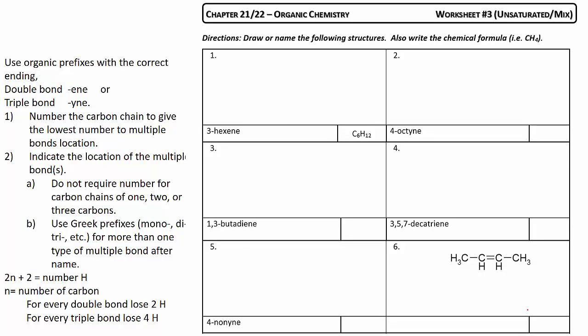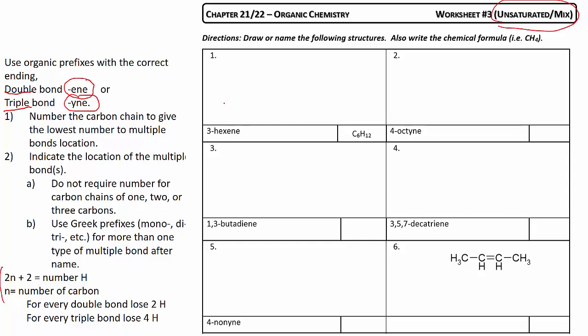On worksheet 3, we are now introducing unsaturated, or where there is either a double bond or a triple bond, and our new ending ENE or YNE for those endings instead of ane. So this is going to indicate a double or triple bond. So when we're looking through here, we're going to be losing some hydrogen, so our math is going to be a little bit different. So to start us out, we've got 3-hexene.